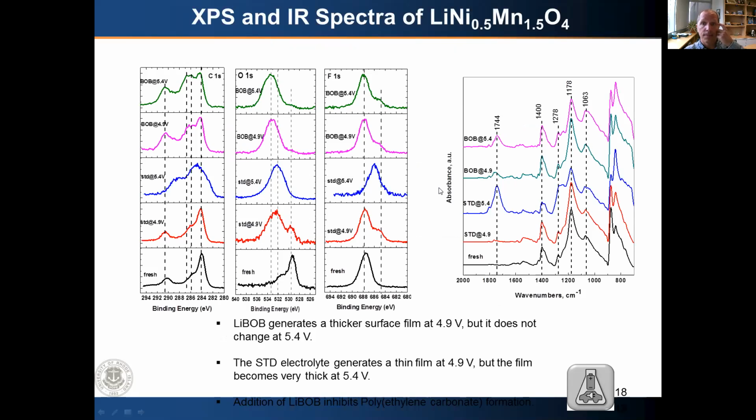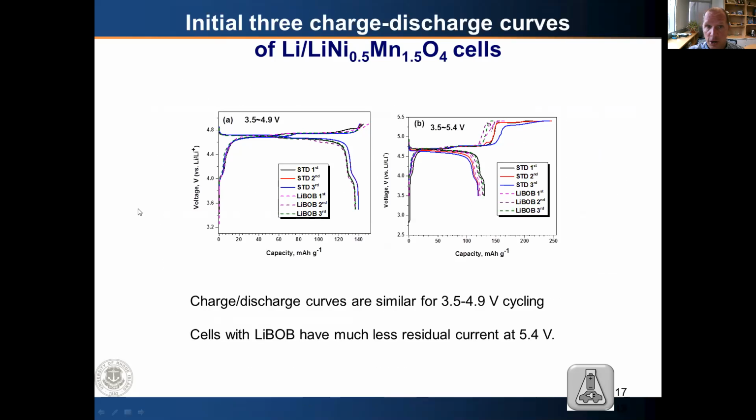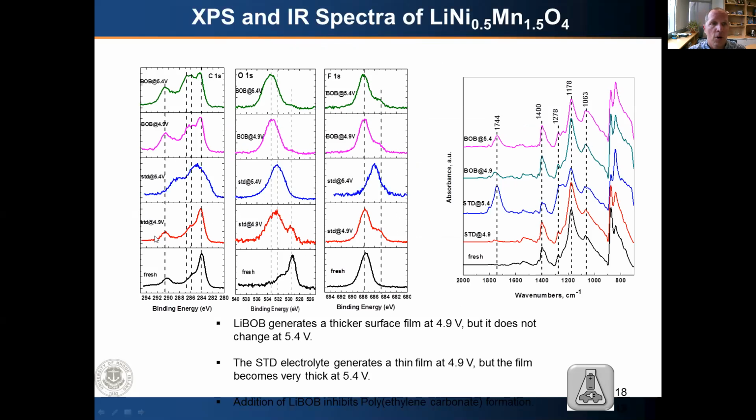So if we look back at the surface of these lithium nickel manganese oxides after storage experiments similar to the ones before, the cycling experiments, these initial 3 charge cycling experiments, we see that for the standard electrolyte formulation, we don't see much of a change compared to the fresh cathode particles when we cycle the cells to 4.9 volts, by either IR spectroscopy over here or by XPS spectra on the left.